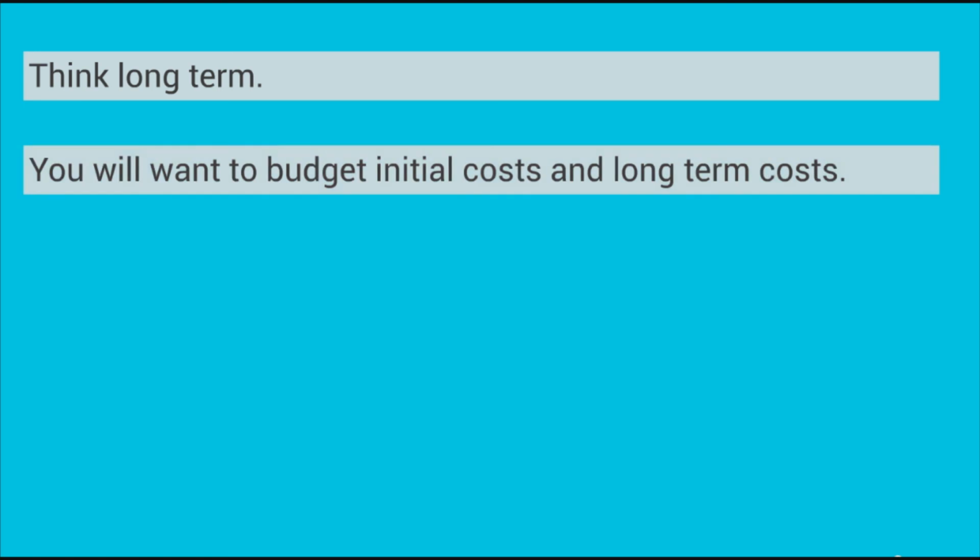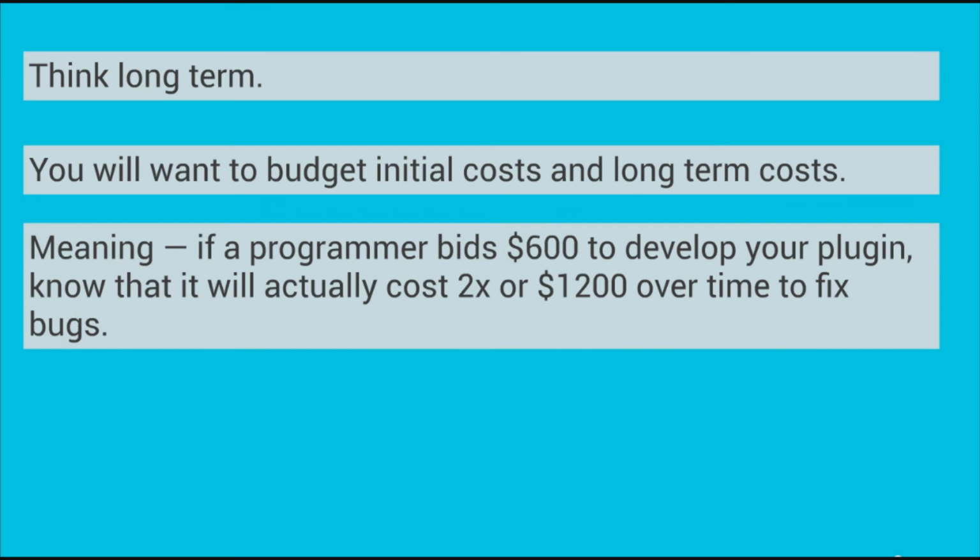And you want to think long-term as well. You will want to budget the initial costs and the long-term costs. Now, what do I mean by that? This is what usually happens. If a programmer bids, let's say $600 to develop your plugin, know that in reality it actually costs 2 times. So normally it would cost $1,200 over time to fix bugs.